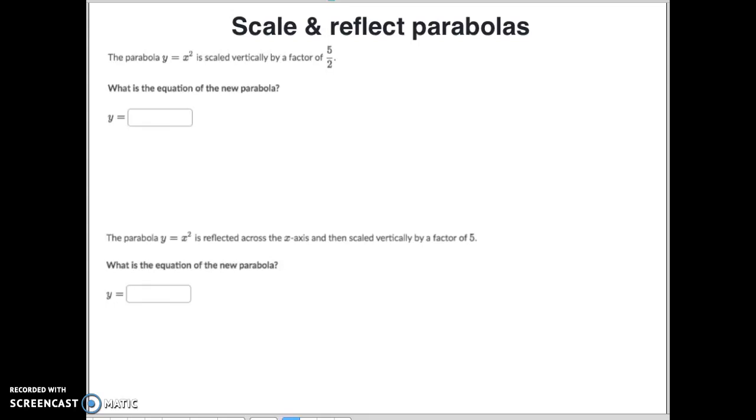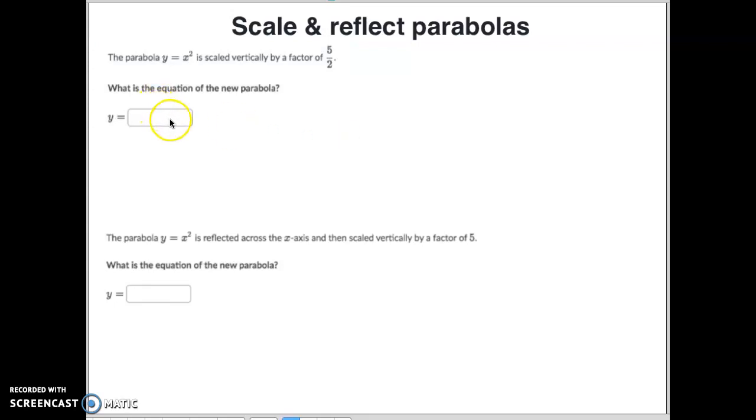But today you're doing scale and reflect parabolas, and here we go. The first question, and I'm going to be working on right up here, is this question right here. The parabola y equals x squared is scaled vertically, meaning it's going up by a factor of 5 over 2, which would be a scale factor of 2.5. So what is the equation of the new parabola?